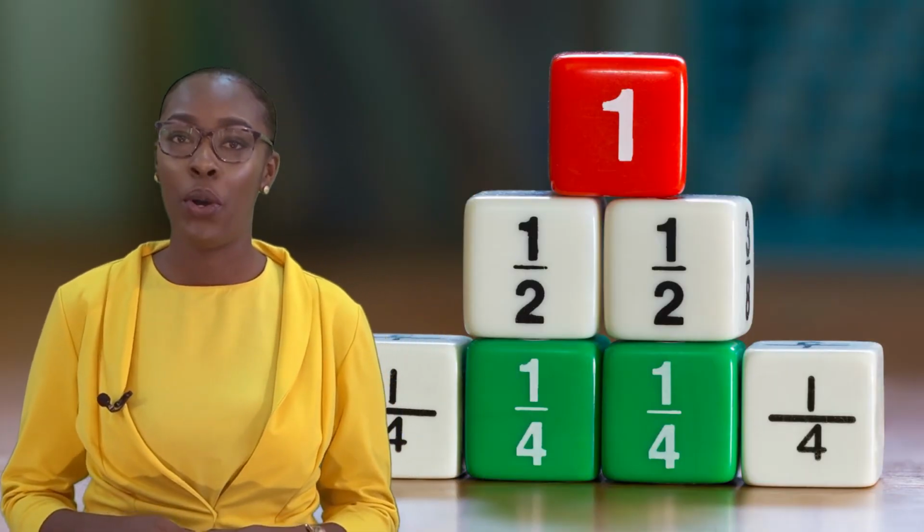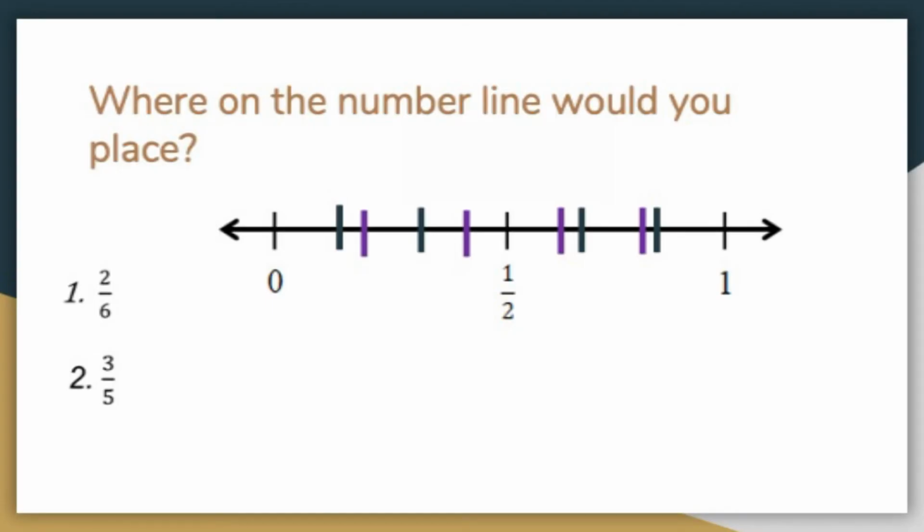Let's look at this one. Where on the number line would you place 2/6 and 3/5? Let's divide our number line into 6 equal parts and identify our 2/6. Then, let's divide our number line into 5 equal parts and identify our 3/5. Which is the smaller fraction? Indeed, 2/6 is less than a half, but 3/5 is more than a half. As such, we can say that 2/6 is the smaller fraction.